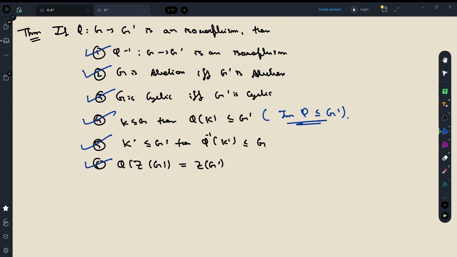If I choose an element A from the center of G, then it commutes with the whole of G. But if it commutes with the whole of G, then phi of A will commute with the whole of G dash, right? So phi of A must be an element of the center of G dash. Conversely, if I choose an element from the center of G dash which commutes with the whole of G dash, say phi of A, then the preimage of phi of A, that's simply A, will commute with the whole of G, right? So that element must belong to the center of G. So it's quite an obvious observation, right?